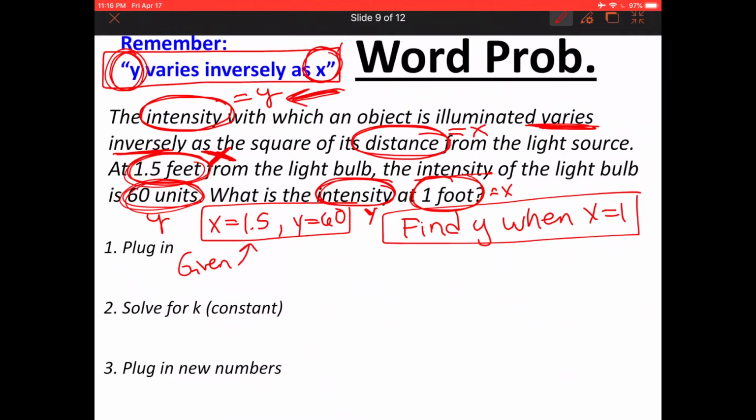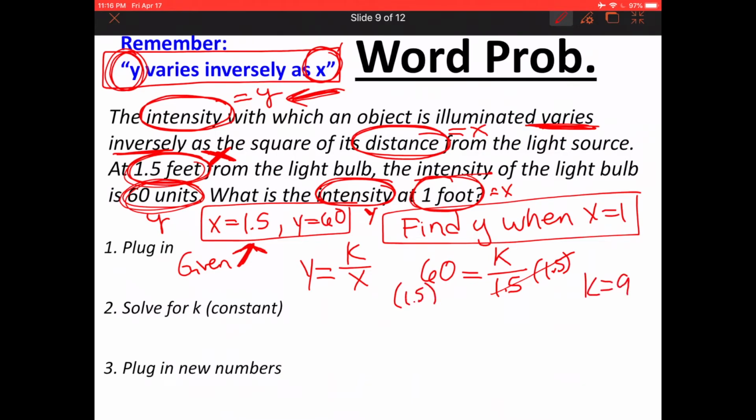The first step is to plug into the equation to find k. So y equals k over x. Let's plug in my first set of numbers that have been given to me. So for y, I'm going to put 60. K is what I'm looking for. For x, I'm going to put 1.5. To solve, I multiply both sides by 1.5. On the right, they cross out, and I end up with k equals 90. So there's my constant of variation. Now that I've used those first terms, I cross them out.